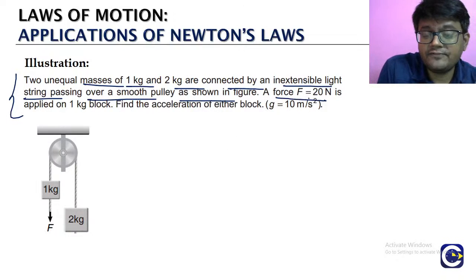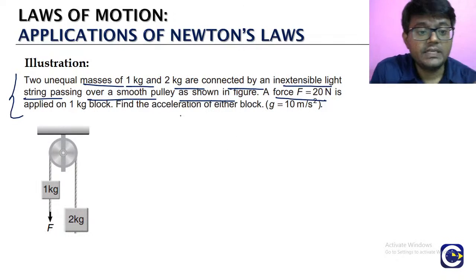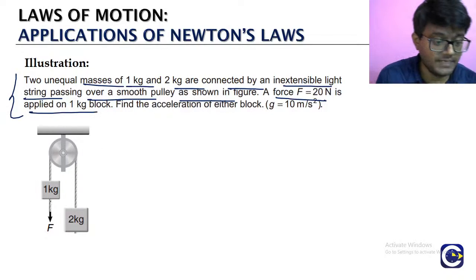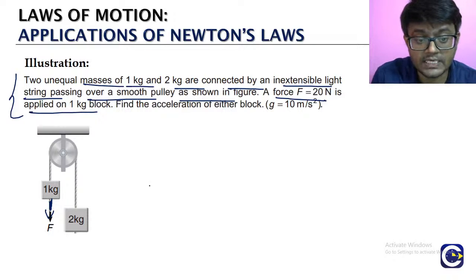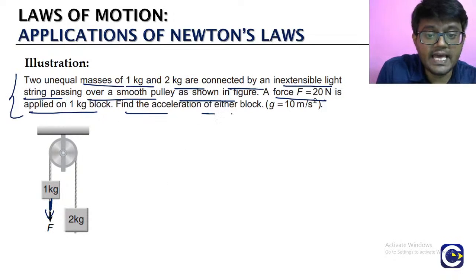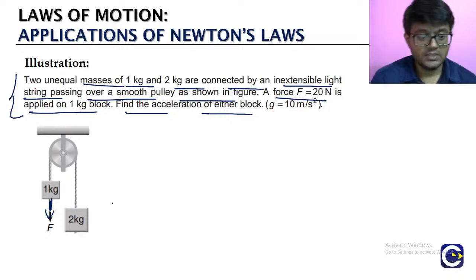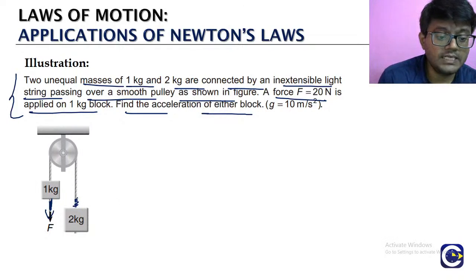A force F which is equal to 20 newtons is applied on the 1 kg block. Look at it, we are applying a downward force of 20 newtons on that 1 kg block. Find the acceleration of either block. Here also both are connected by the rope, which means they will have the same acceleration.